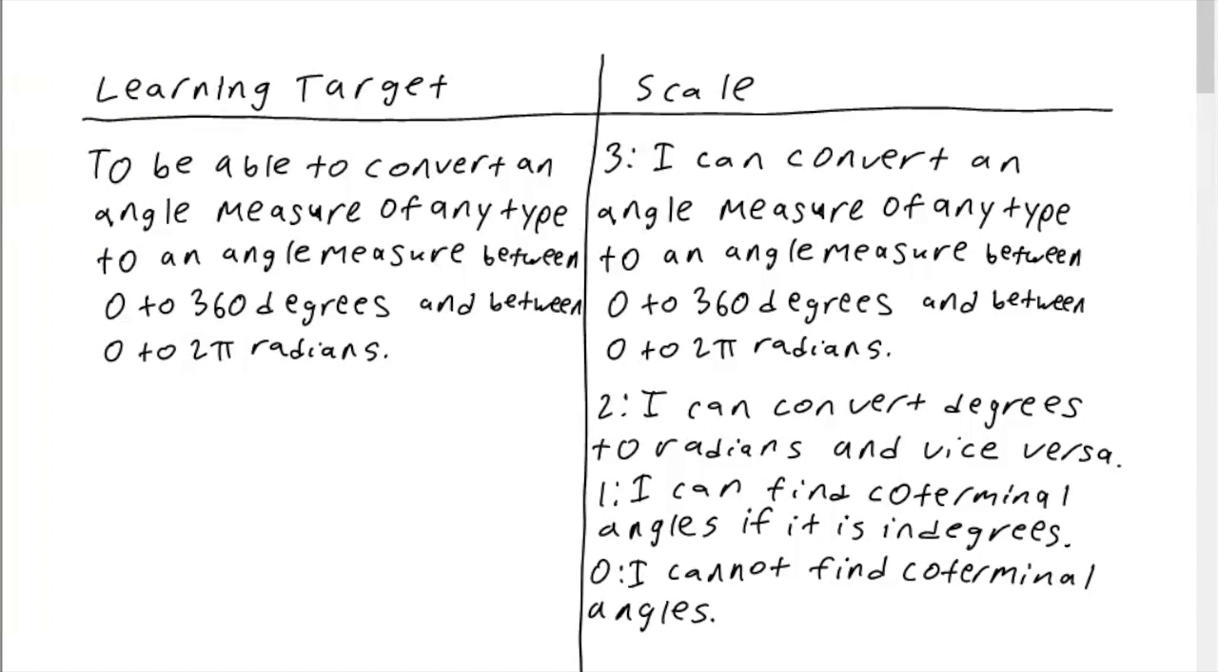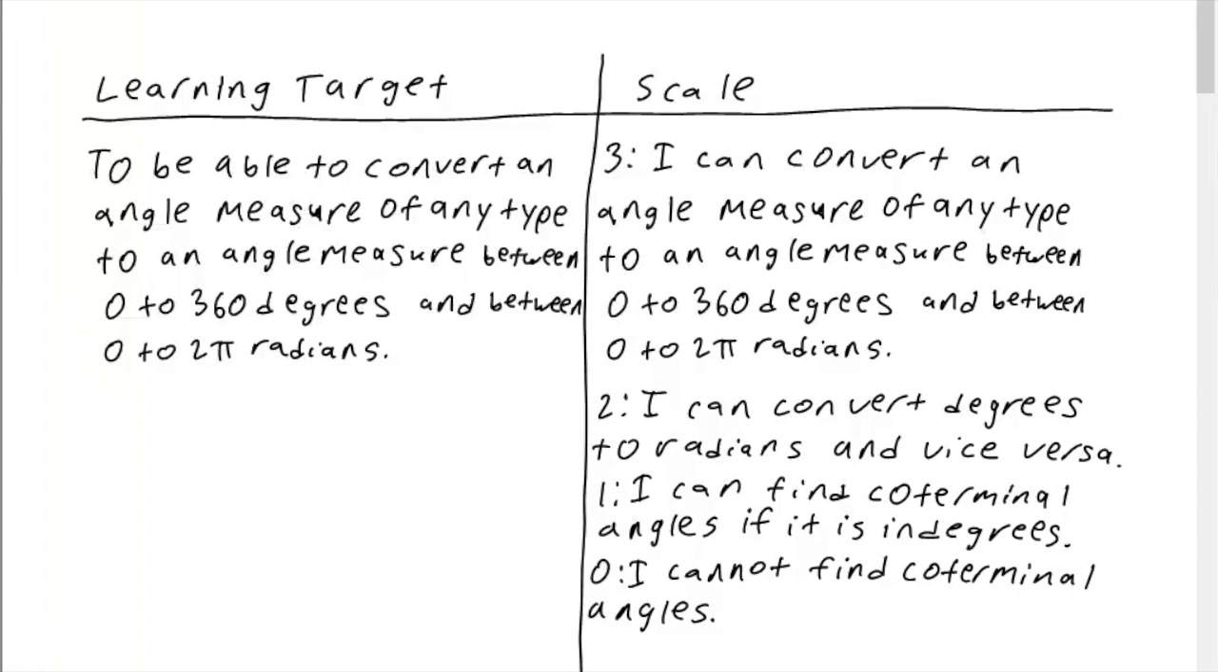That's radiant. The learning target for today is to be able to convert an angle measure of any type to an angle measure between 0 and 360 degrees and between 0 and 2 pi radians. The scale, for 3, you can do what I just said, convert an angle measure of any type to an angle measure between 0 to 360 degrees and between 0 and 2 pi radians.